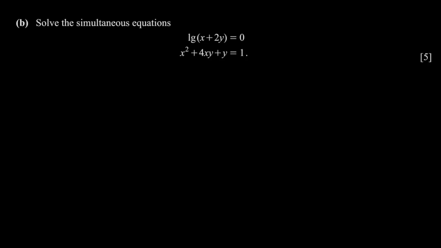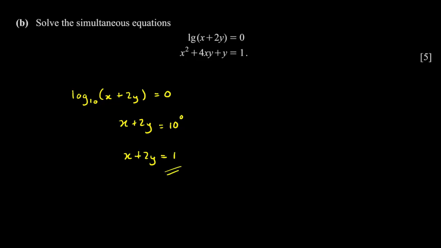Okay, part B, we want to solve the simultaneous equations that we've got here. Well, I think what you want to do is start with the first one. We've got log x plus 2y is equal to 0. So how can I rewrite that? Well, log is log base 10, so we've got log base 10 of x plus 2y is equal to 0. If we rearrange that to exponential form, then we've got x plus 2y is equal to 10 to the power of 0, and anything to the power of 0 is 1. So we've got x plus 2y is equal to 1. So we've got that first thing there.